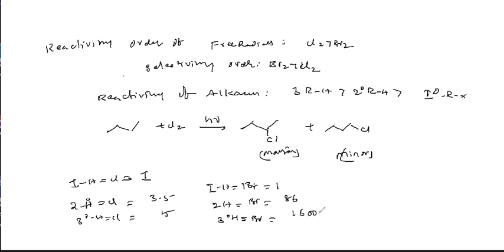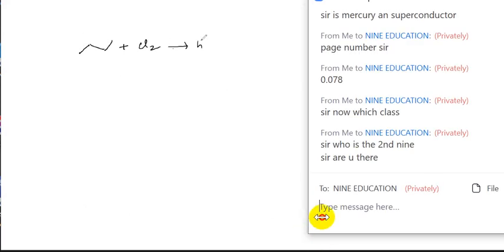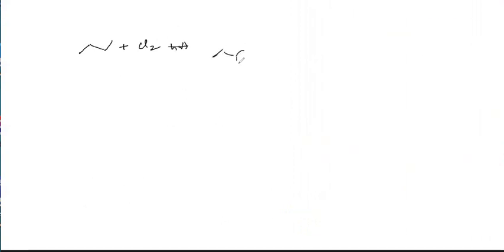For example, for the same question of how much percentage forms, I will discuss. Please all of you read the total notes. Here, first, this is butane plus chlorine, again in the presence of sunlight. Again, one is 2-chloro, another one is 1-chloro.